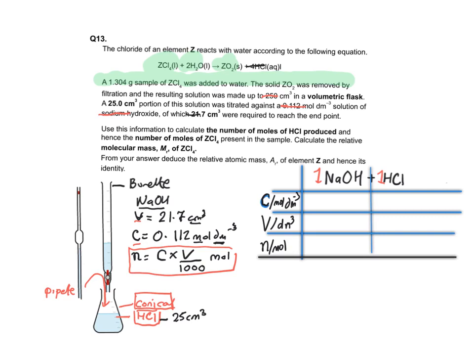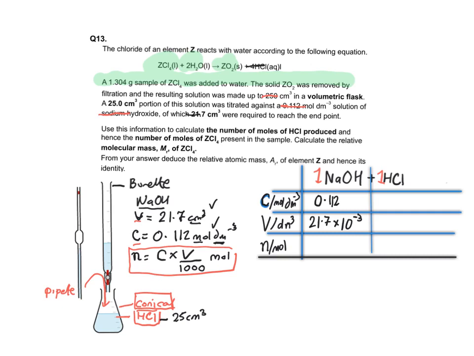So we write down our essentials, and we know the concentration of the sodium hydroxide is 0.112 moles per dm cubed. We know the volume of the sodium hydroxide that's used from the burette is 21.7 centimetres cubed, but we need to times that by 10 to the minus 3 to get that into decimeters cubed.